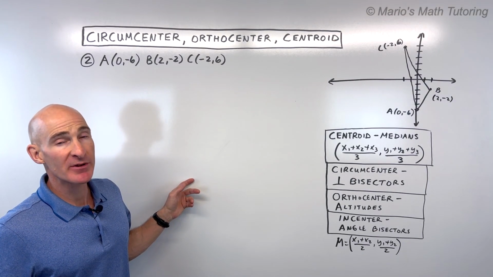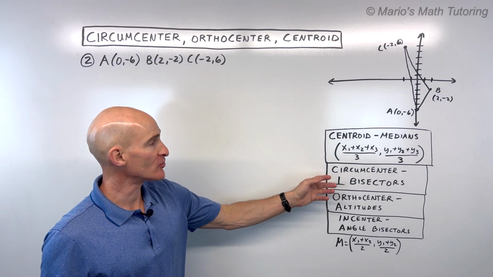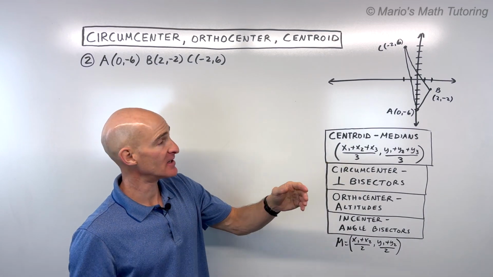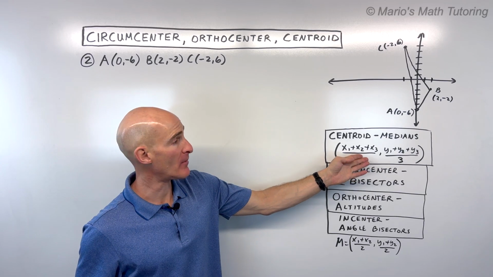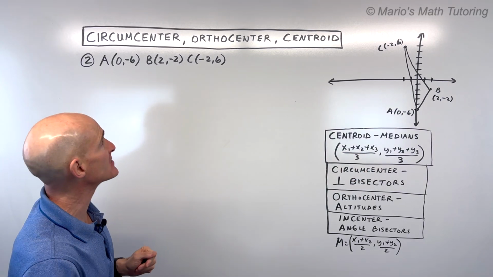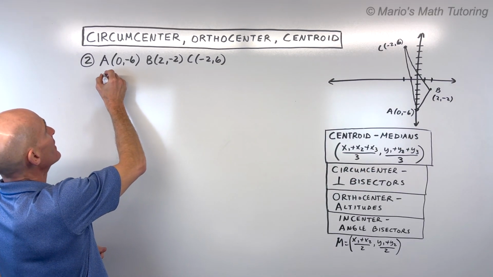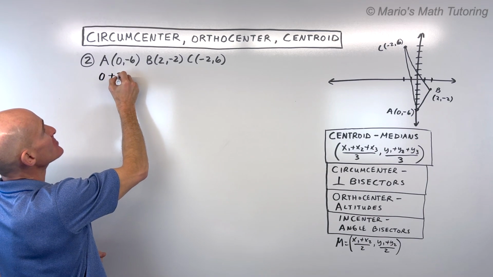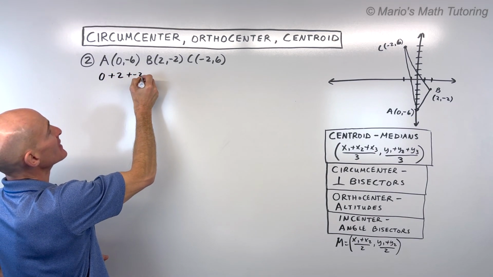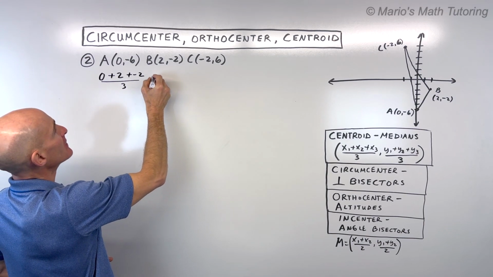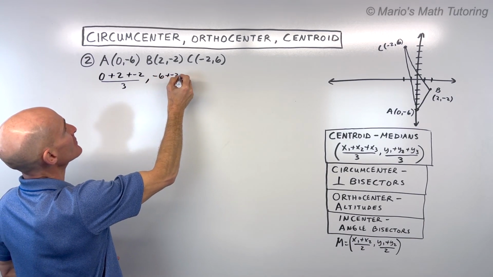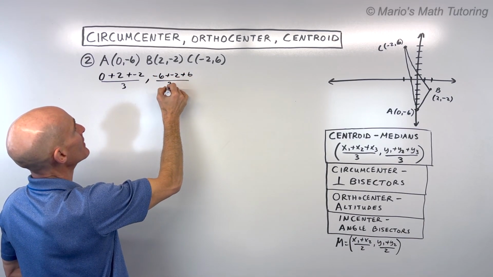First thing I'm going to do is start off with the centroid. Remember the centroid, it's that center of mass. It's where the 3 medians cross. And we have a handy formula to find that point by averaging the x's and averaging the y's. So let's add the x's together: 0 plus 2 plus negative 2 divided by 3. And negative 6 plus negative 2 plus 6 divided by 3.